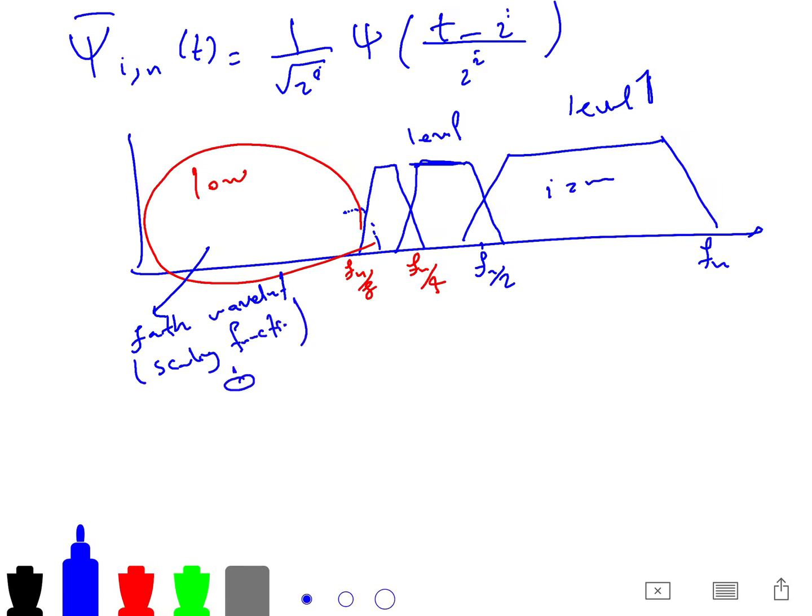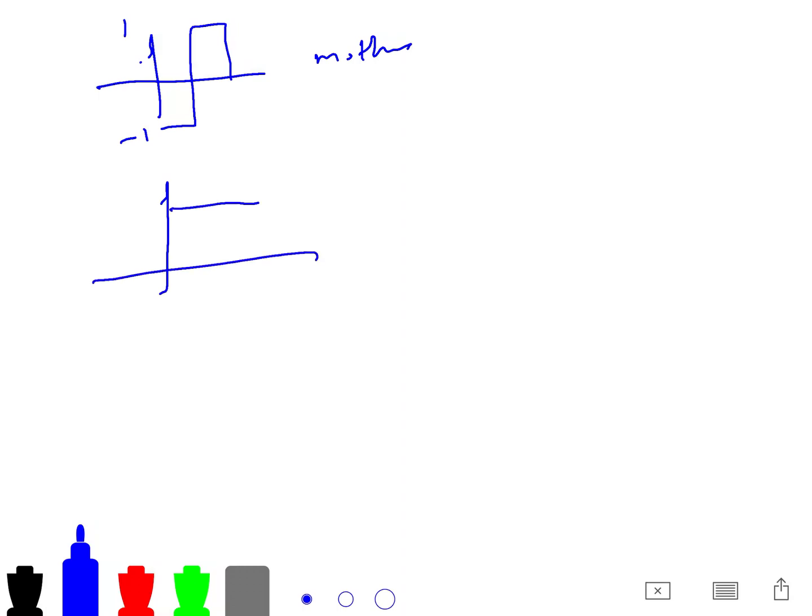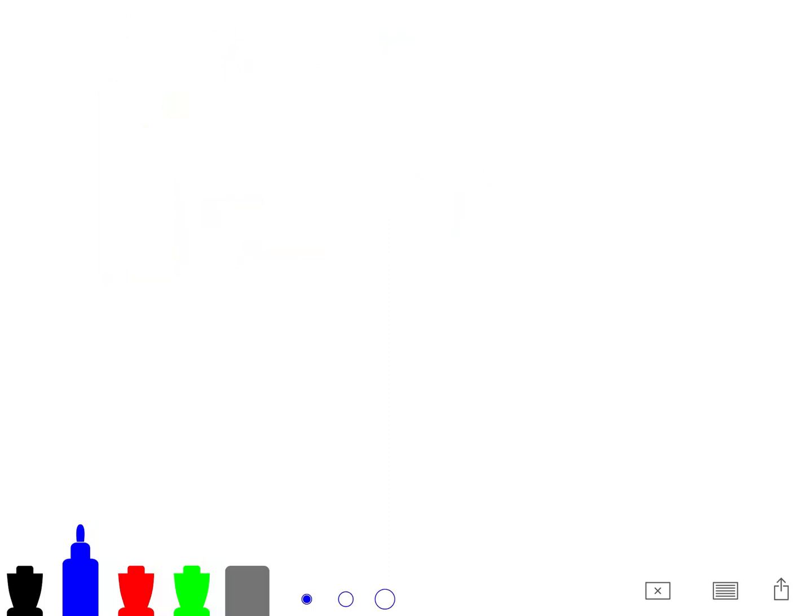And we usually represent it in the literature by phi, because the mother wavelet is represented by psi, and the father wavelet is represented by phi. So, for example, the mother wavelet is like this, -1, 1. This is the mother wavelet, and the father wavelet is this. So it's like a low-pass filter, phi of t. The father wavelet is a low-pass filter.